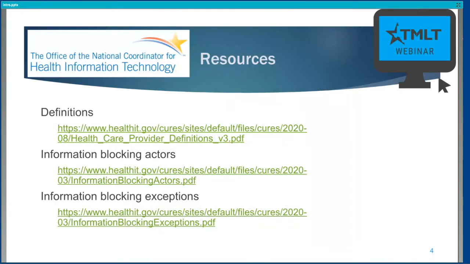Because this is a new rule, and it is rather complex at times, I think that having some resources in your back pocket is always helpful. So we have provided for you a number of resources. First, from the Office of National Coordinator, we've provided links to their definitions page, their information blocking actors, or who must actually comply with the rule page, as well as information blocking exceptions.